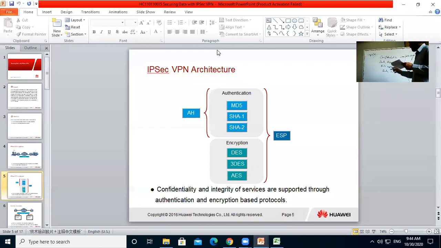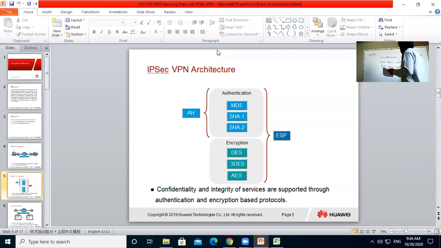Encrypted. So in the case of data origin authentication, the receiver would verify the authentication of the data origin. That means it should not come from anyone.